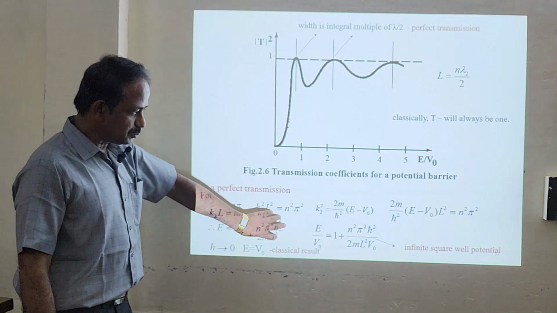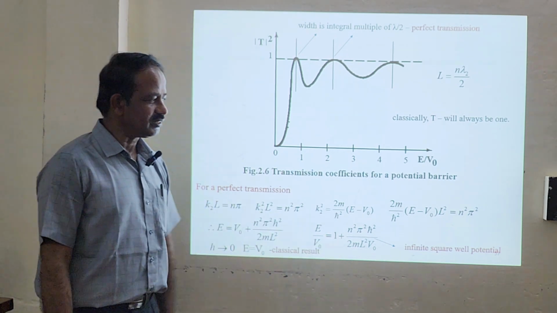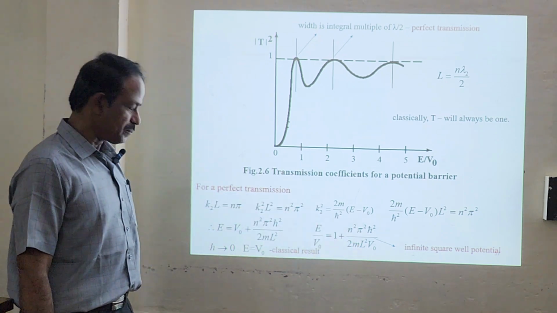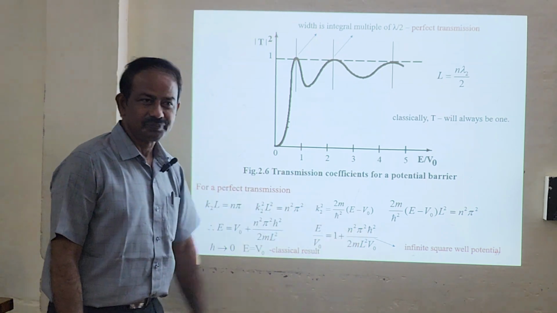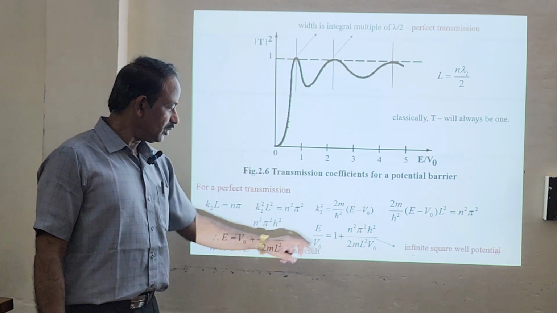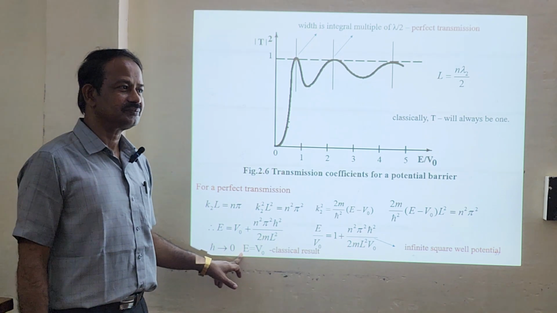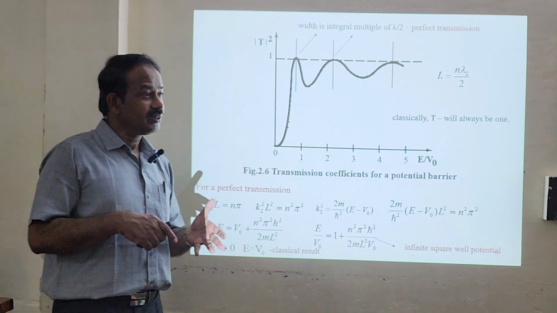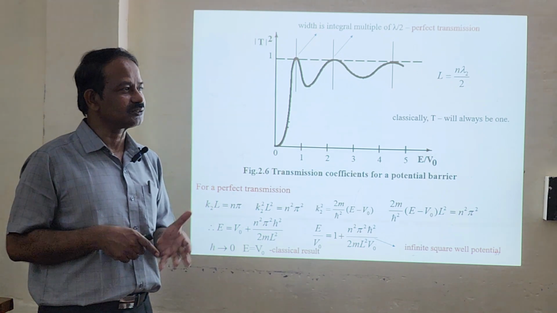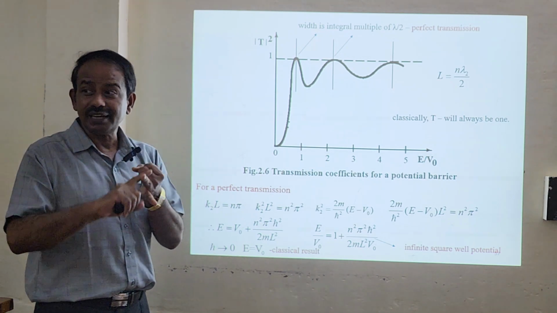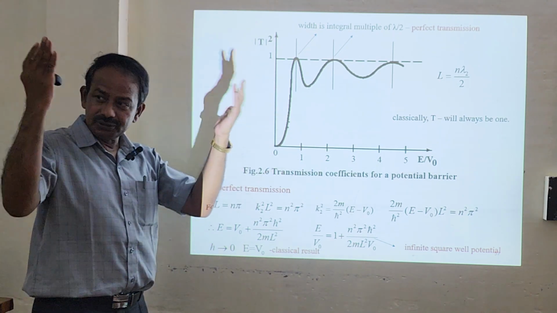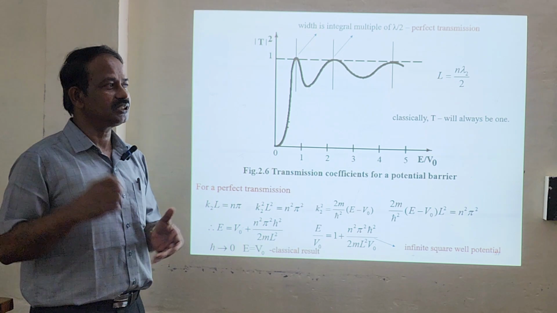Now look at the expression. This is the expression for the infinite square potential. Suppose h tends to 0, then you will have E equals V0. This is the classical result. When h tends to 0, this is Bohr's correspondence principle. We have already discussed this one. When h tends to 0, when lambda tends to 0, for a large number n, quantum results will go into classical results. It will show the classical results.